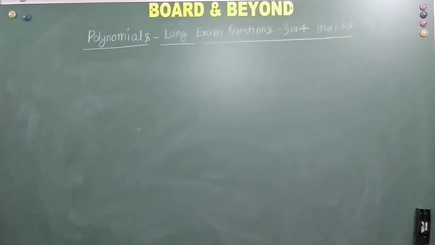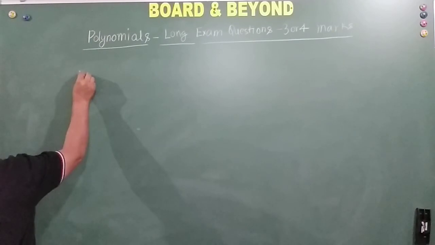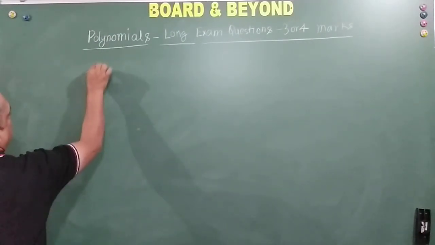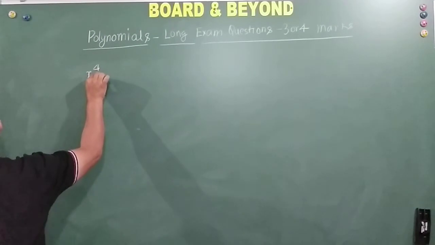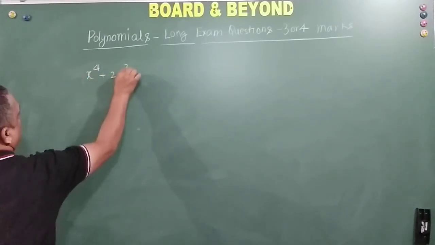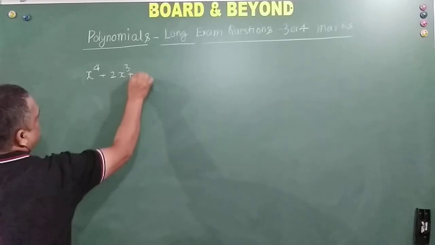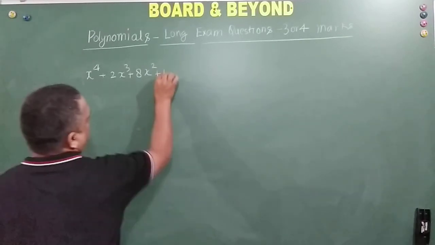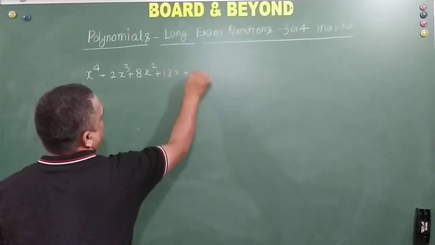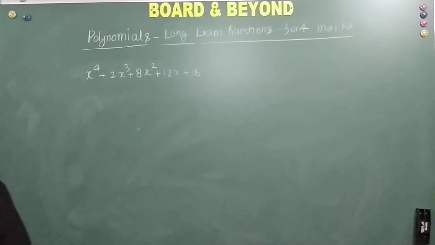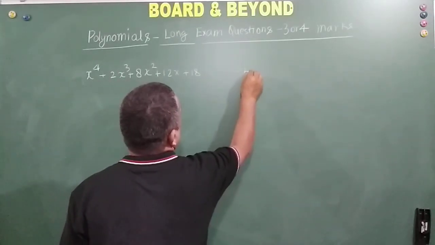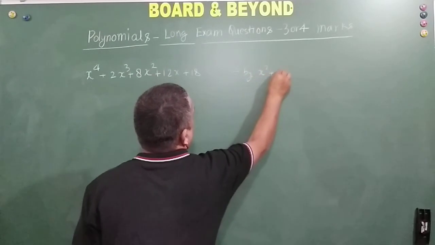So friends, there is one more question, but that is a straightforward question. So I'll just write the question. You can try it. So x raised to power 4 plus 2x cube plus 8x square plus 12x plus 18 is divided by x square plus 5.